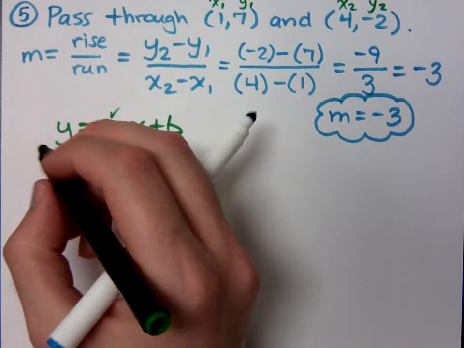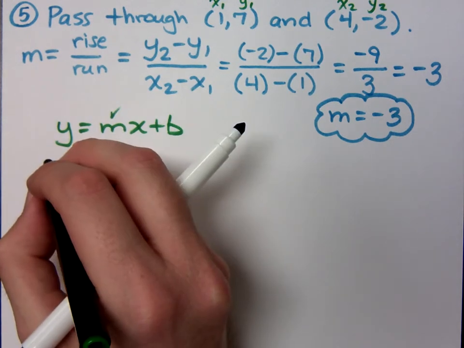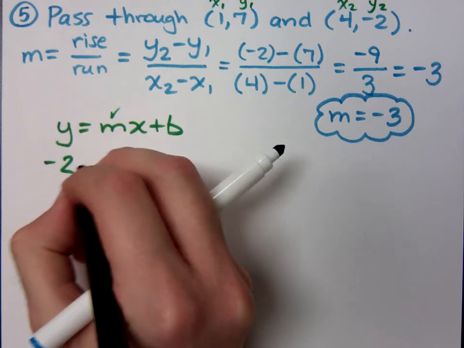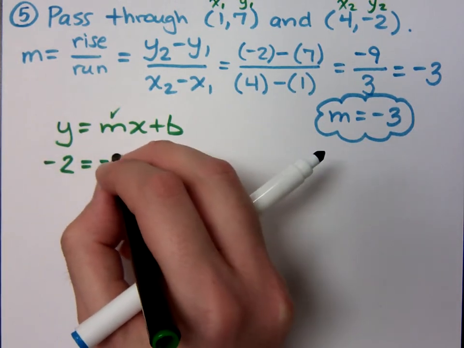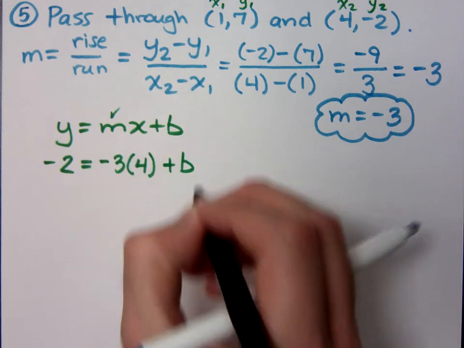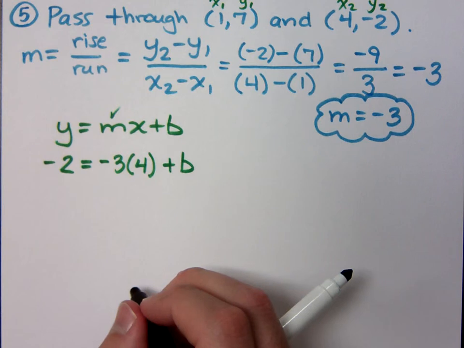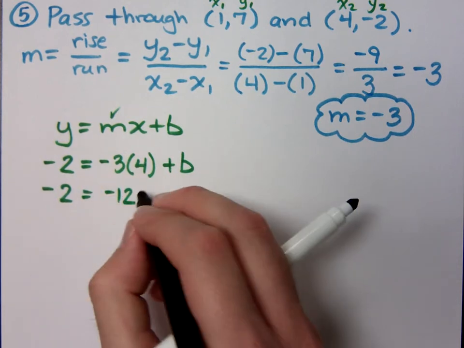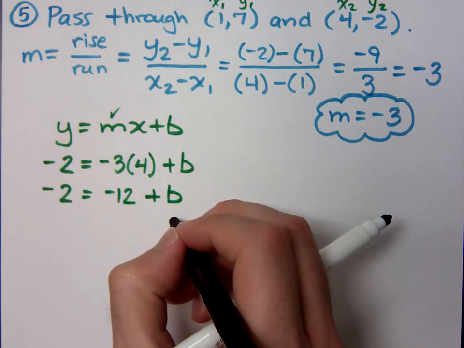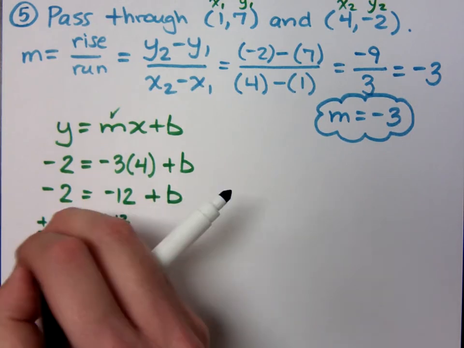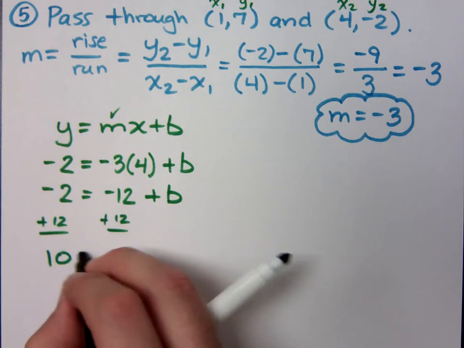So what's your y value? Negative 2. What's your slope? Negative 3. What's your x? 4. All right. Can you solve this? Negative 2 equals negative 12 plus b. Add the 12 to both sides, and you find out that 10 equals b.